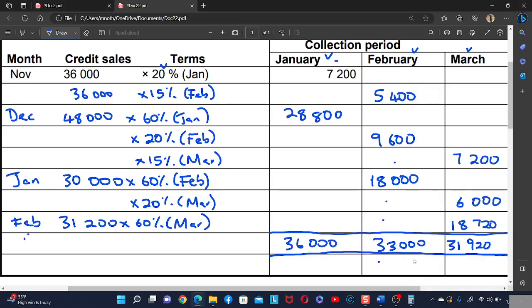So this is going to the cash budget as a collection from debtors, or the receipt from the debtors. So these amounts are going to the cash budget.